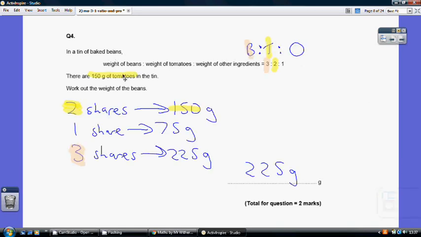Question 4. So, in a tin of baked beans, the weight of the beans to the weight of tomatoes to the weight of other ingredients is 3 to 2 to 1. So, beans to tomatoes to others. Now, we're told there are 150 grams of tomatoes. So, tomatoes is the second one.